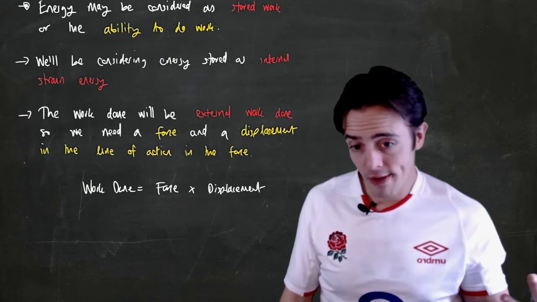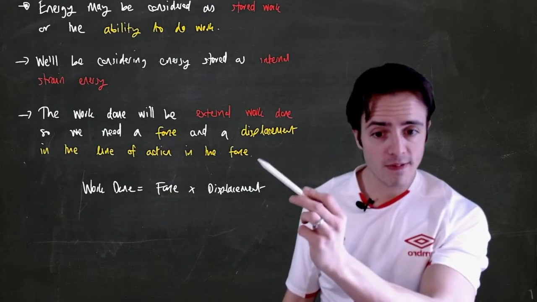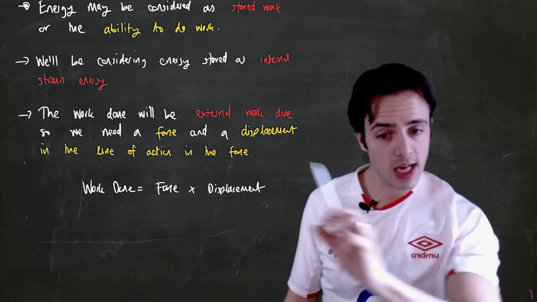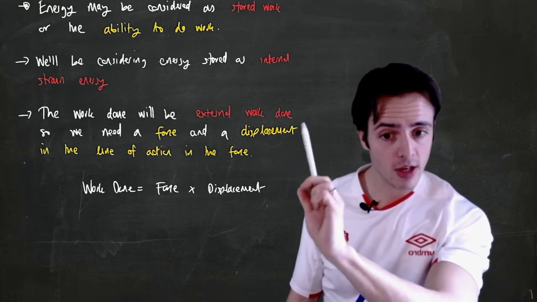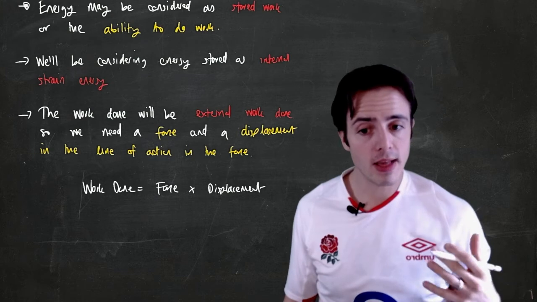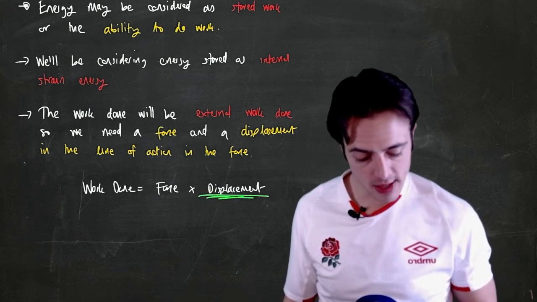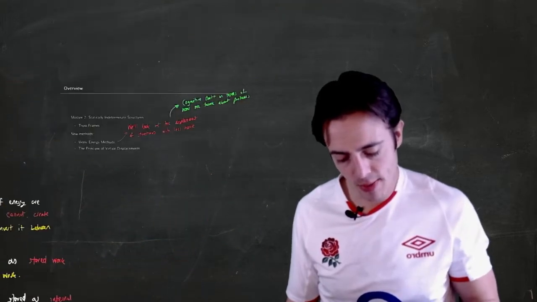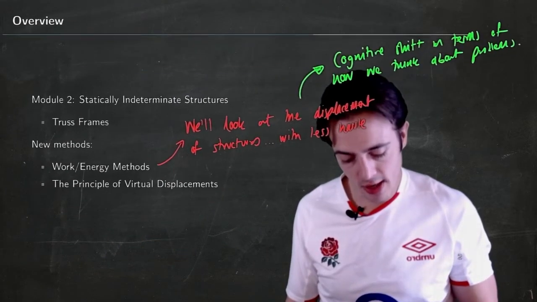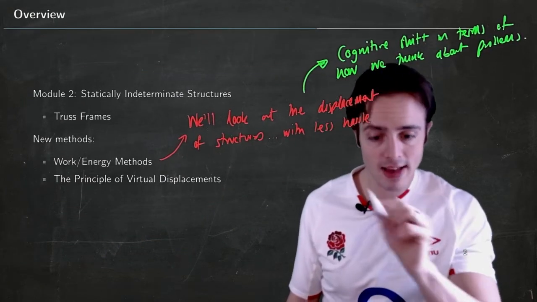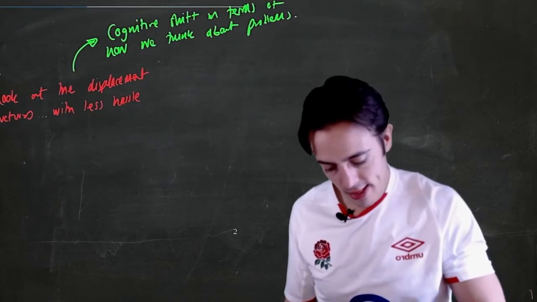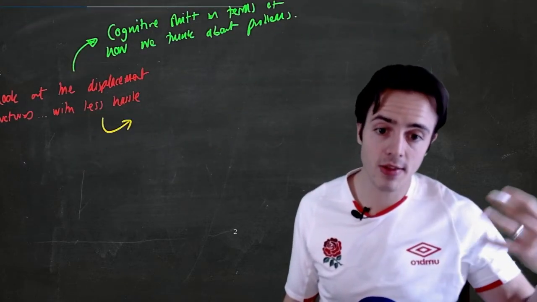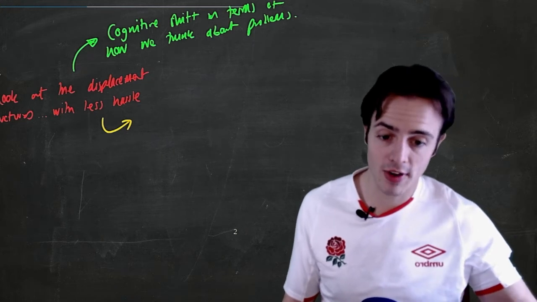We're going to make that equivalent to any applied forces and the displacement of the structure in the direction of those forces. That's going to be our external work done. And that means we're very easily going to be able to determine what those displacements are. So we can use this to look at the displacements of structures with less hassle, as long as there is a force applied in the direction that we care about the displacement.